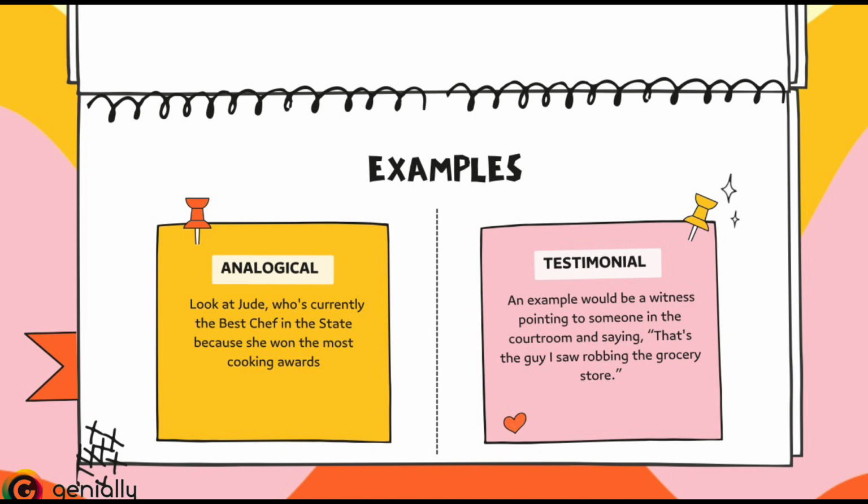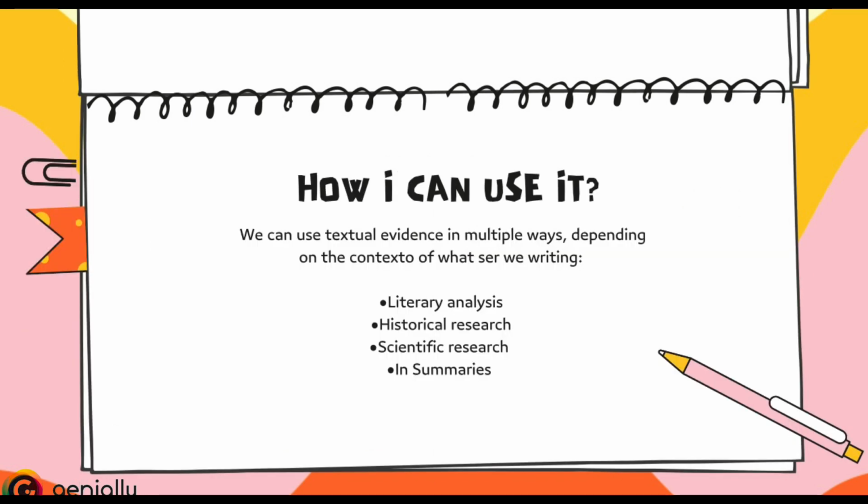Testimonial. An example would be a witness pointing to someone in the courtroom and saying, "That's the guy I saw robbing the grocery store." In historical research, textual evidence can come from primary and secondary sources, such as letters, diaries, speeches, official documents, and scholarly articles.